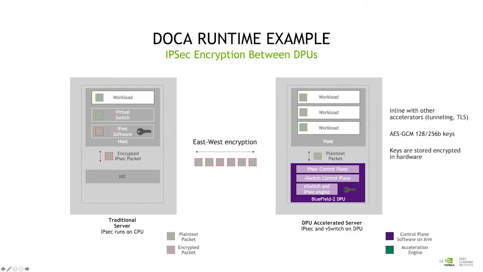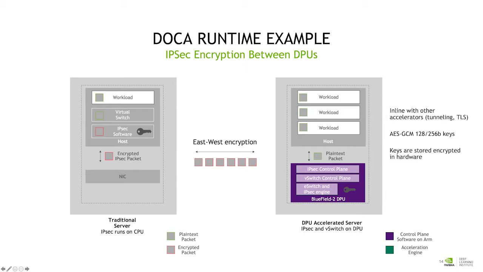Continuing along with some examples, let's take a look at what a runtime example for the admin persona looks like. The initial release contains a sample application for transparent east-west IPsec encryption that's all offloaded and accelerated by the DPU. By running an open source IPsec control plane for ARM, such as StrongSwan, this sample application takes advantage of runtime libraries and acceleration features.